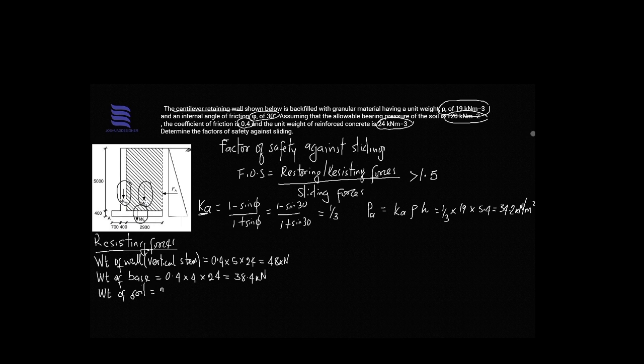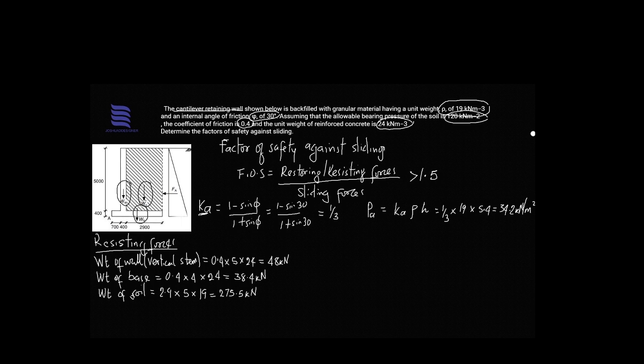That's going to be 2.9 multiplied by the height of the fill of that soil, 5, multiplied by the unit weight of the soil, the unit weight of the granular material as given in the question to be 19 kilonewton per meter cube. So doing that, we'll have 275.5 kilonewton, right?